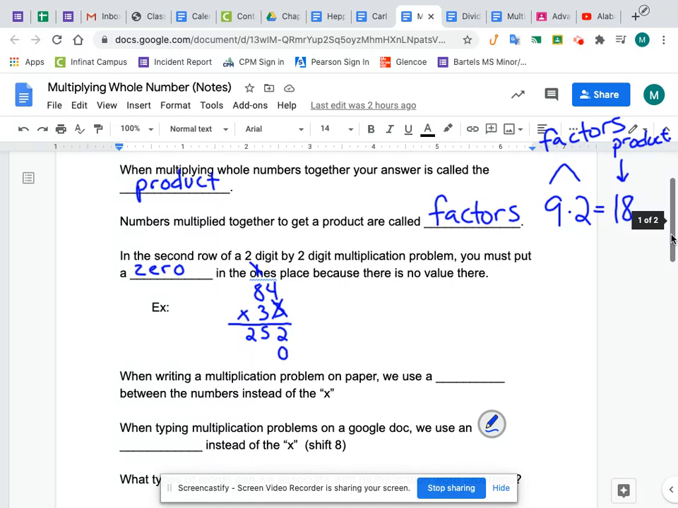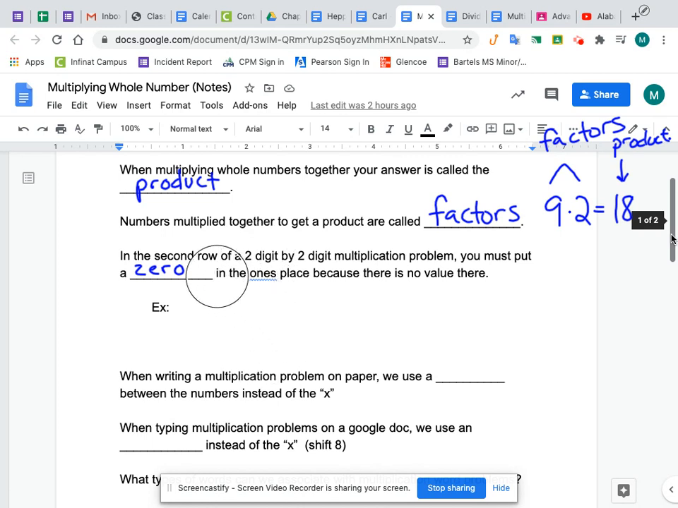So now I move over to the tens place, and I do 3 times 4, which is 12. 8 times 3, which is 24, plus 1 is 25. And then I would add everything up. All right, so the most important part of this example is this 0 right here for holding that place value.